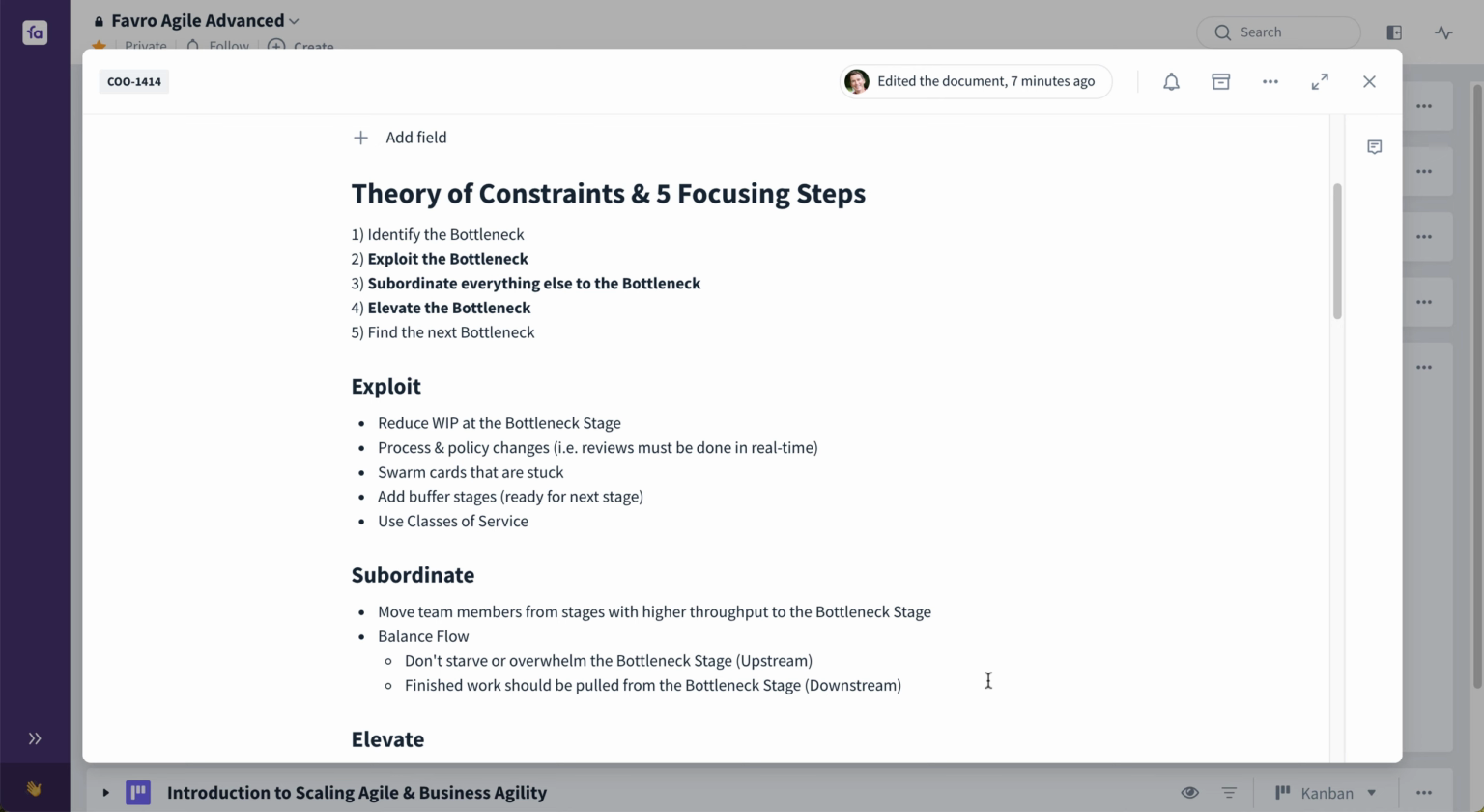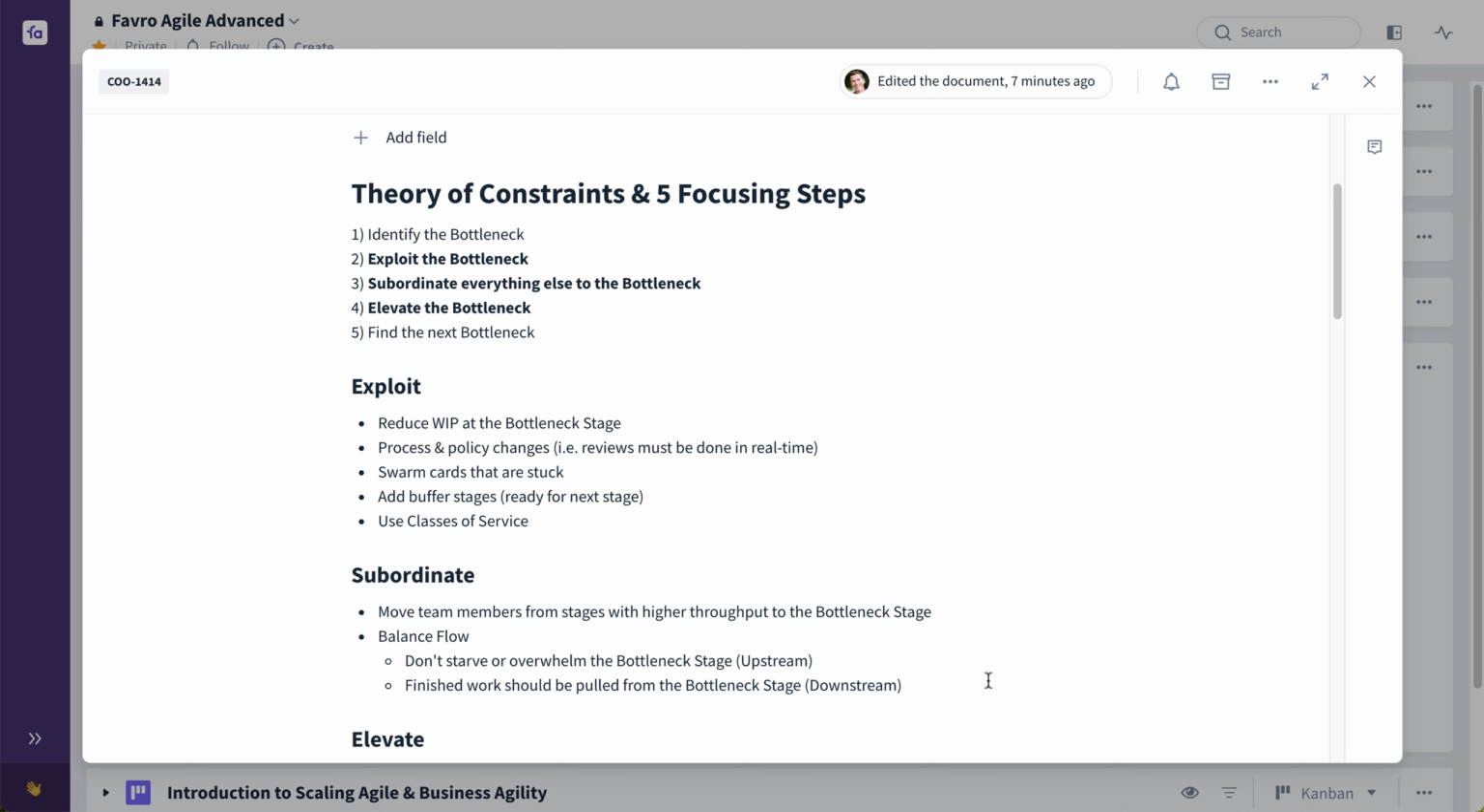From a downstream perspective, you want to ensure that work that is finished at the bottleneck stage might be stuck in a waiting state. So there's lots of things being finished, but they're not being pulled into the next downstream phase, because that phase might be the problem.